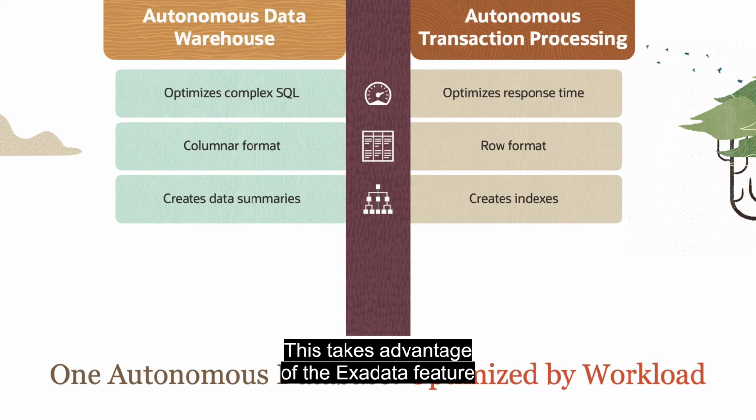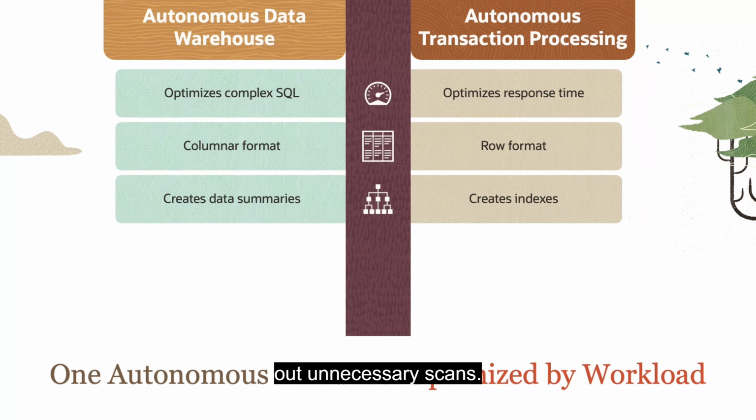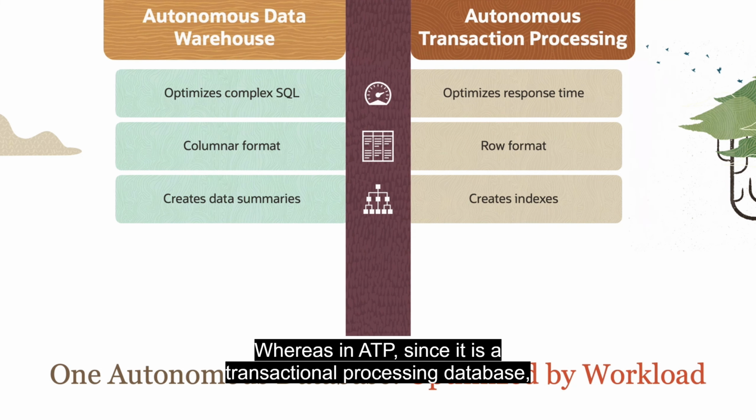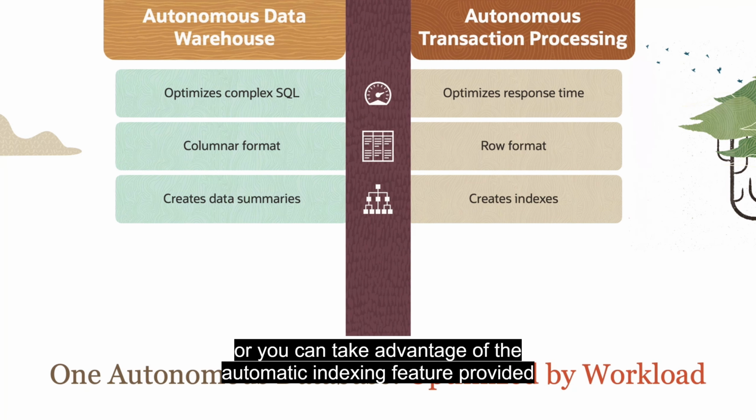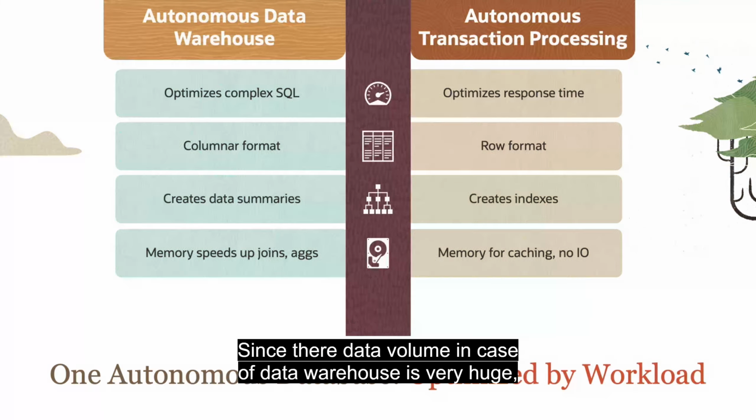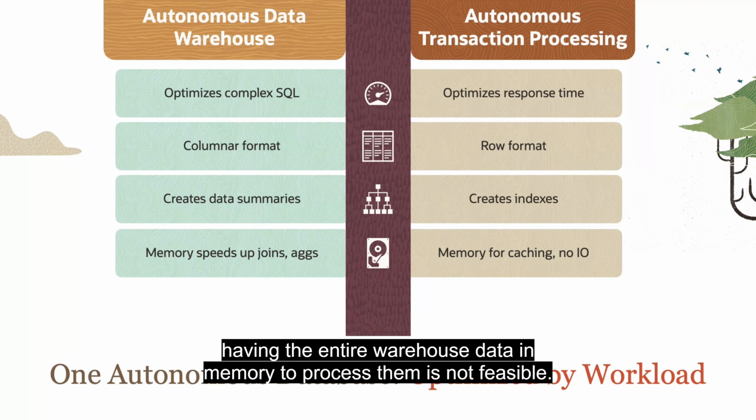This takes advantage of the Exadata feature, which creates storage indexes automatically on the disk and in flash to make your scans more accurate by pruning out unnecessary scans. Whereas in ATP, since it is a transaction processing database, data is retrieved faster with the creation of indexes. ATP supports the creation of indexes manually, or you can take advantage of the automatic indexing feature provided with Autonomous Database. Since the data volume in a data warehouse is very huge, having the entire warehouse data in memory to process it is not feasible.